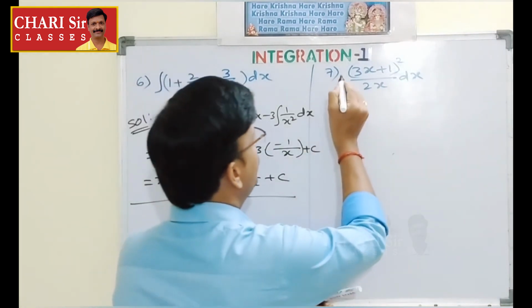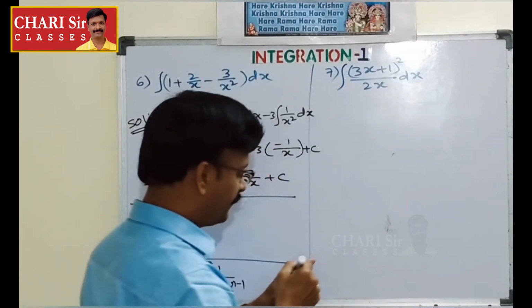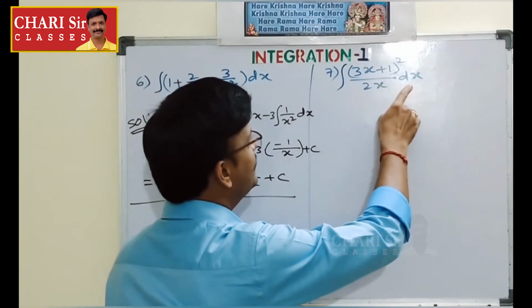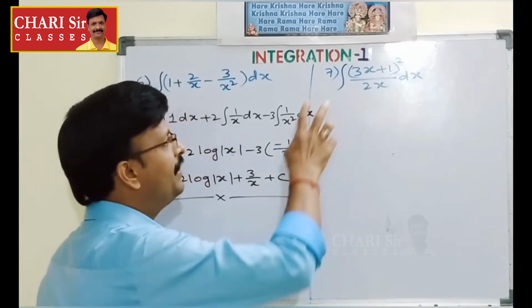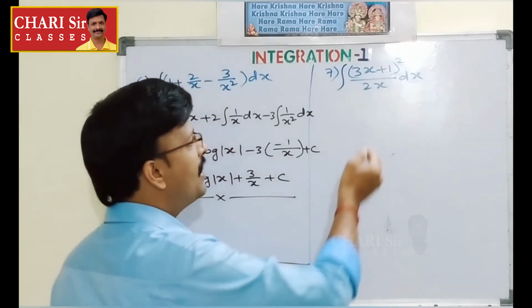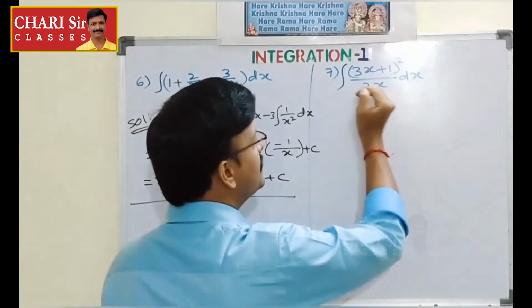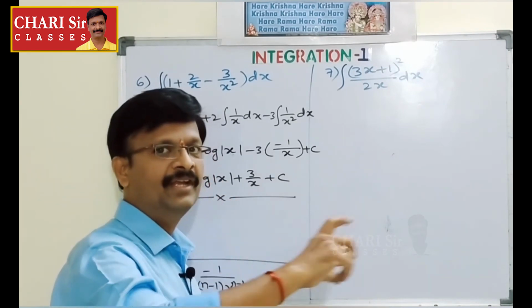It is integration of (3x plus 1) whole square by 2x dx. Here, can we apply integration directly? No, we need to first expand this by using the a plus b whole square formula, and after that the terms we must divide by 2x. Then after that we get one result that we need to integrate.